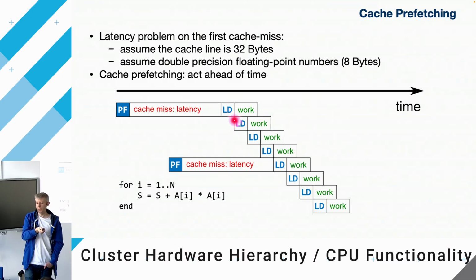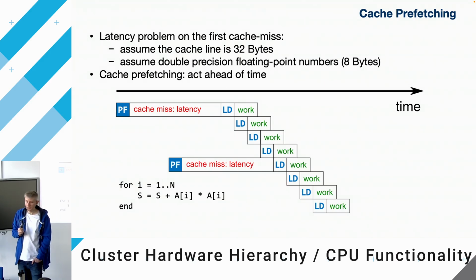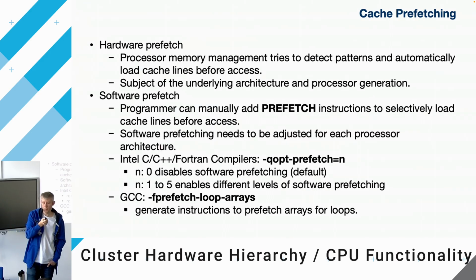Then the load instructions are executed, and they don't have to wait because the data is already prefetched in the cache, and also for the next iterations, for the next requests. And there are basically two ways to realize this. One is a hardware prefetch. Therefore, it's already included in the CPU.